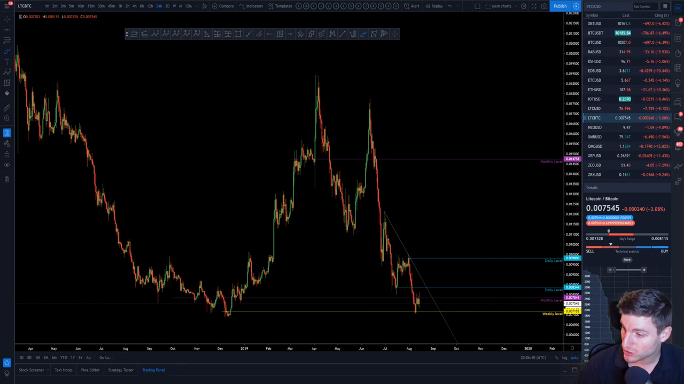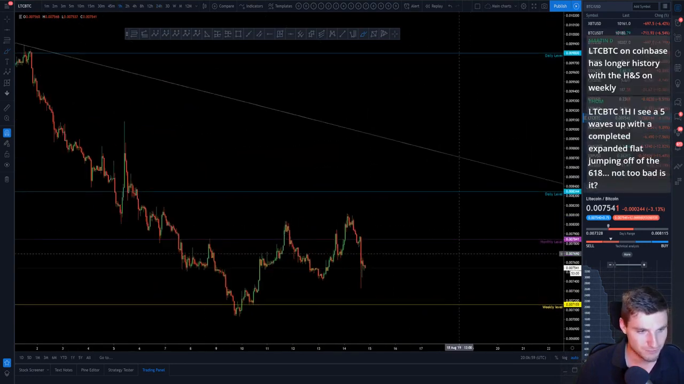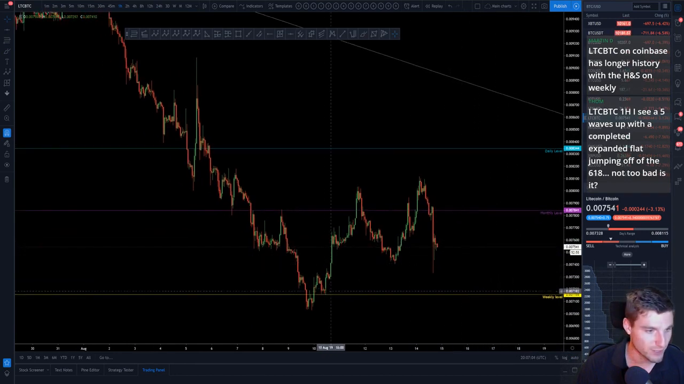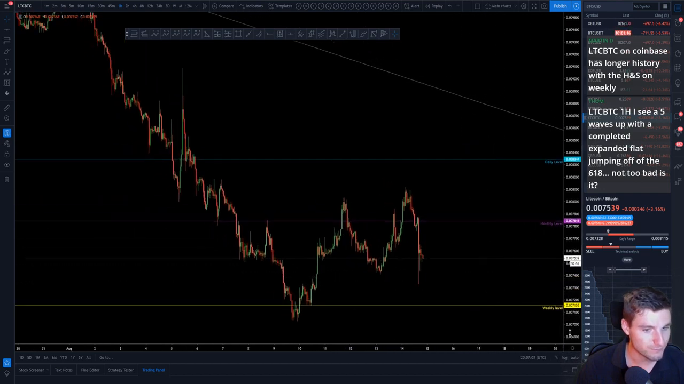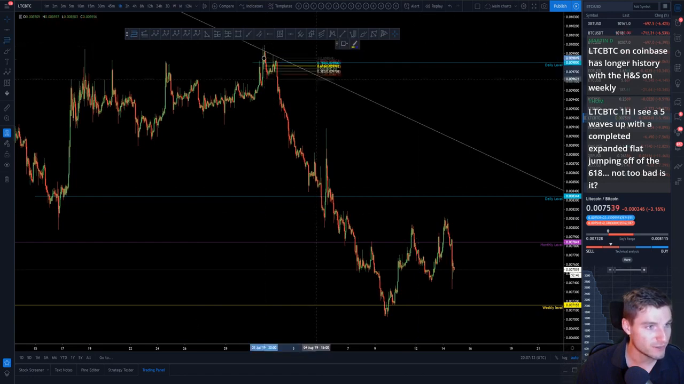Making sure I don't miss any comments here. LTC BTC 1 hour. I see 5 waves up with a completed extended flat jumping off the 618. Looks not too bad in my opinion. I will take a look at that really quickly. So what do you say? LTC BTC 1 hour. I see 5 waves up. 1, 2, 3, 4, 5. Let me just see really quickly how I'd look at this.